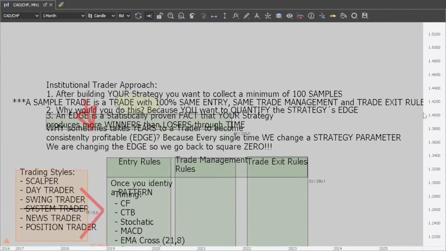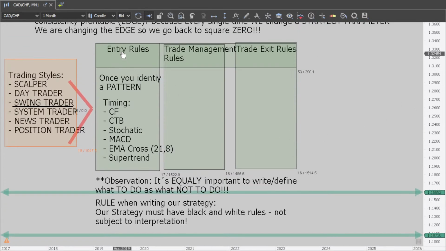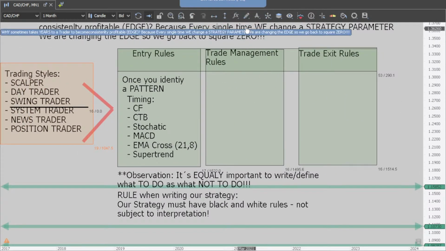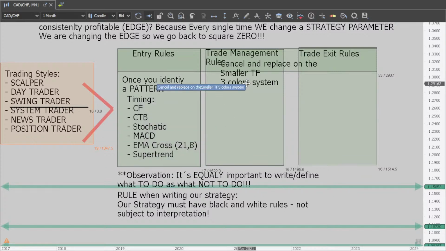Okay, now if you did your homework, everybody, you have your entry rules. Now trade management rules. Okay, we are going to use cancel and replace on the smaller time frame, and then we're going to use the three colors system if you want.